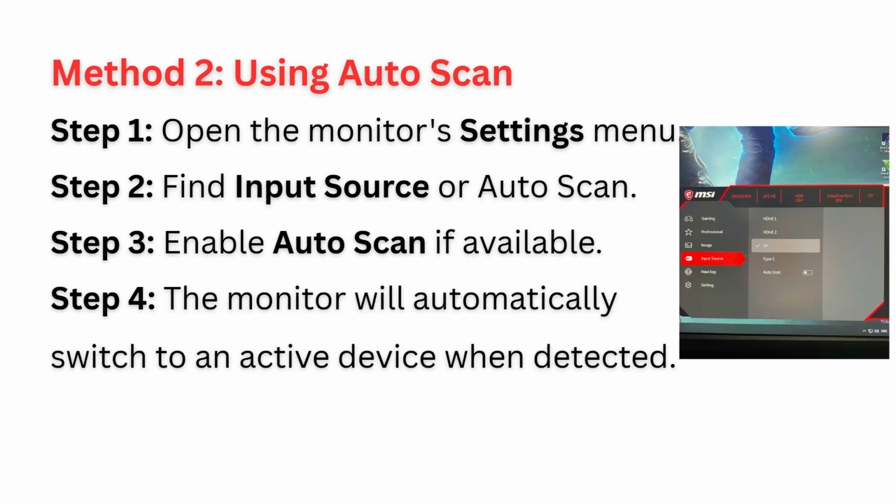Method 2. Using auto scan. Step 1. Open the monitor settings menu. Step 2. Find input source or auto scan. Step 3. Enable auto scan if available. Step 4. The monitor will automatically switch to an active device when detected.